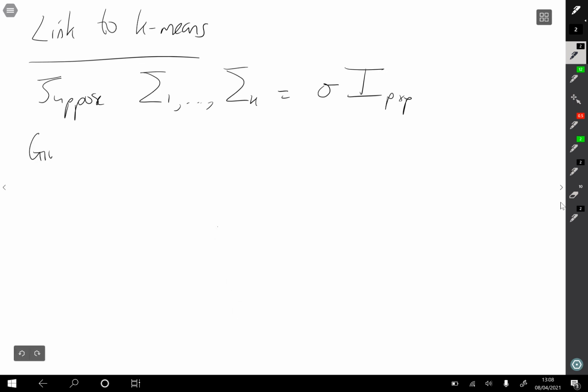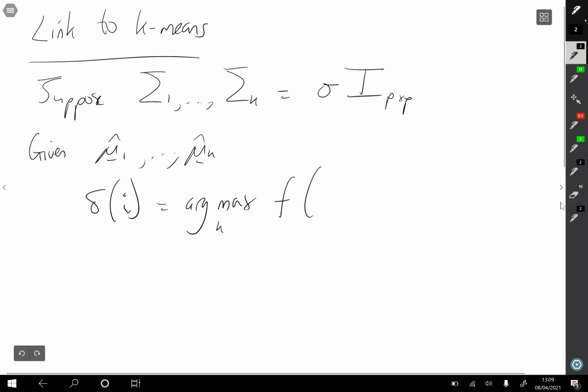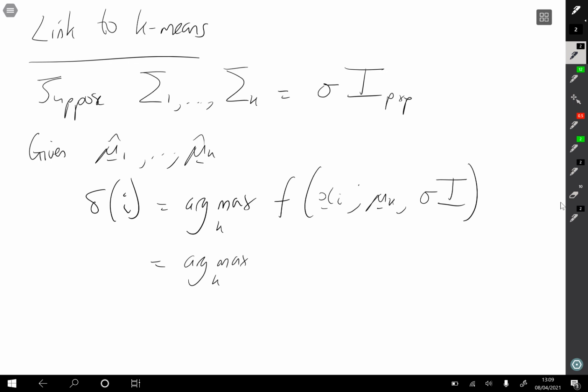Well, given the cluster means mu 1 up to mu k hat, our encoder is the value that maximizes, with respect to k, the density of xi given mu k and sigma I. Well, what is that? That is the same as the argument that maximizes, if we write in the density here, well, we don't need to bother about the variance term at the front because it's all the same.